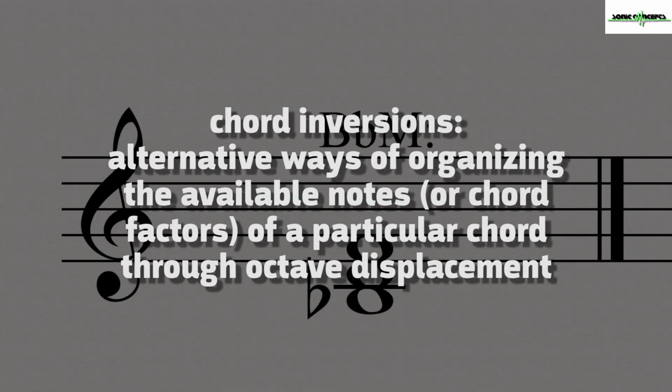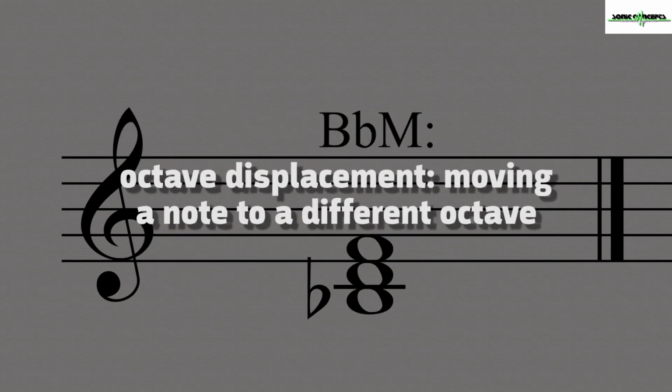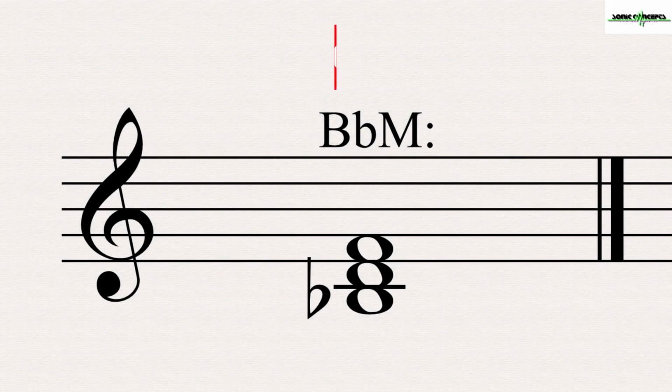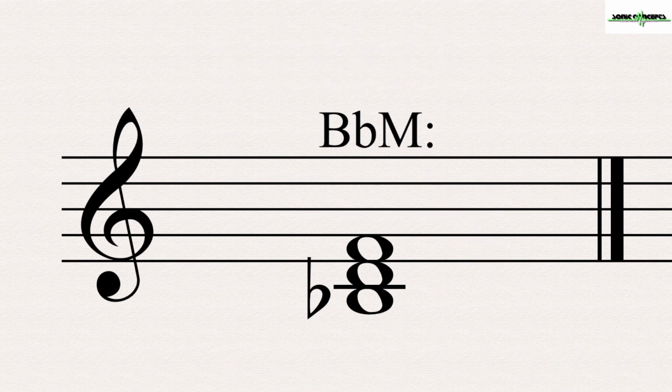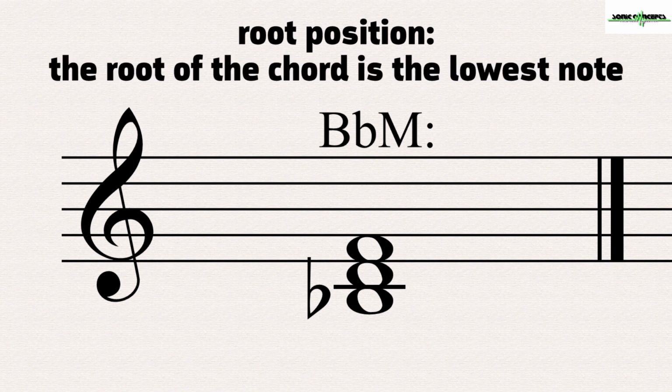Chord inversions are alternative ways of organizing the available notes or chord factors of a particular chord through octave displacement. Octave displacement is simply moving a note to a different octave. Looking at the notes in a typical B-flat major triad, for example, we see the notes arranged in this fashion. This particular arrangement is known as root position. Root position is the designation of the inversion when the root of the chord is the lowest note.